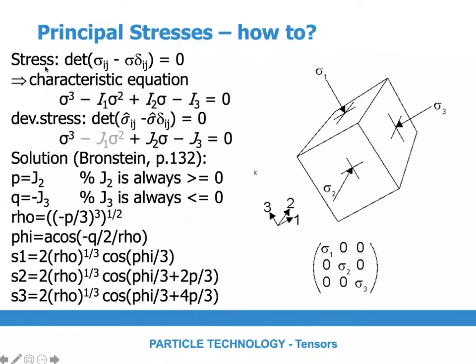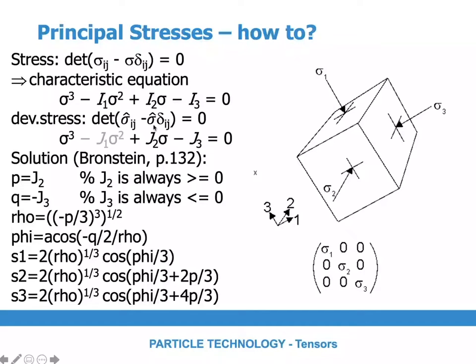So calculate the stress eigenvalues, take the determinant, linear algebra, you get the characteristic equation. Sometimes that allows you to calculate the eigenvalues. Sometimes it's tricky because it's a third order polynomial. So in the examples, we have given you several cases.